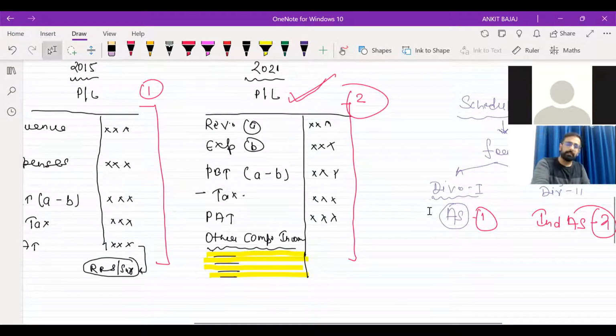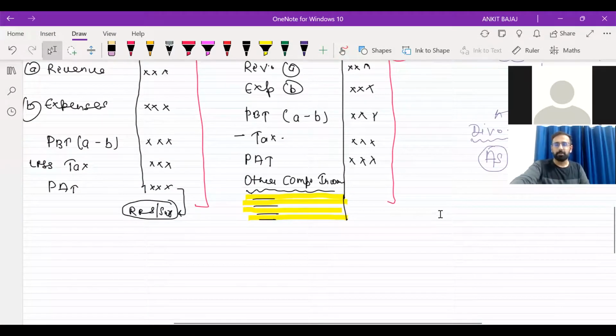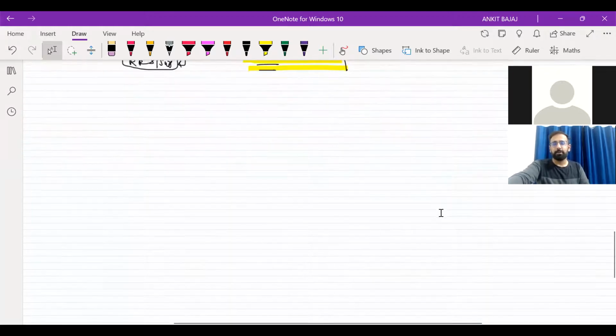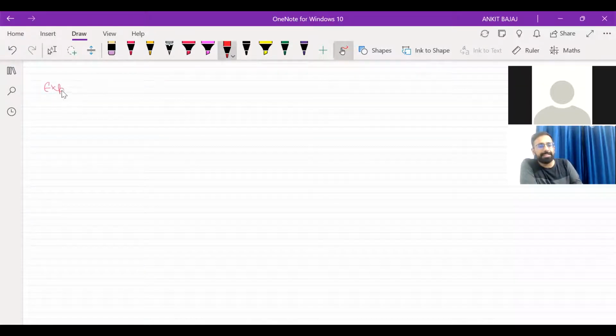I have already told you the format. We will see the format of the balance sheet and cash flow statement also. Right now we will be discussing in detail about the profit and loss account. So I will be giving you one example, and you have to tell me the adjustments.